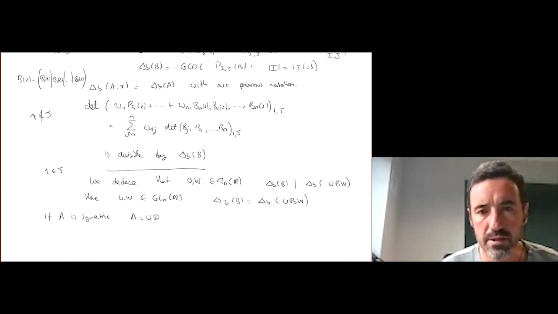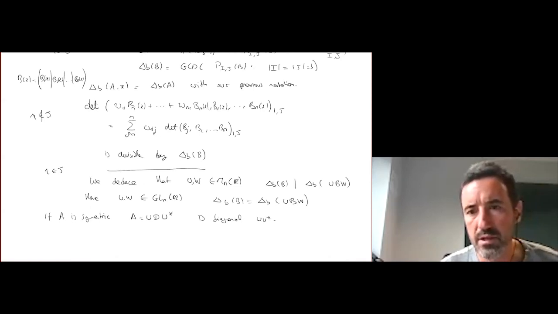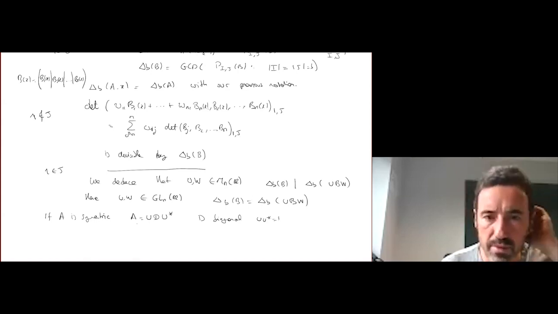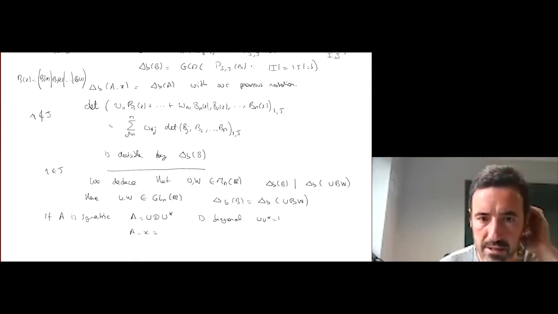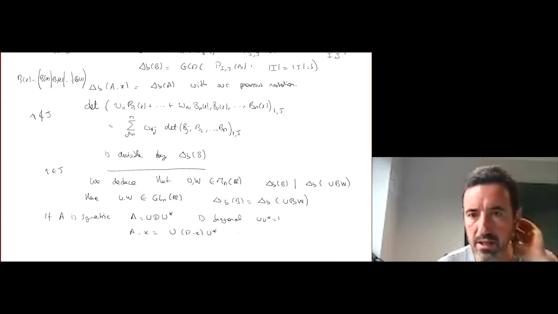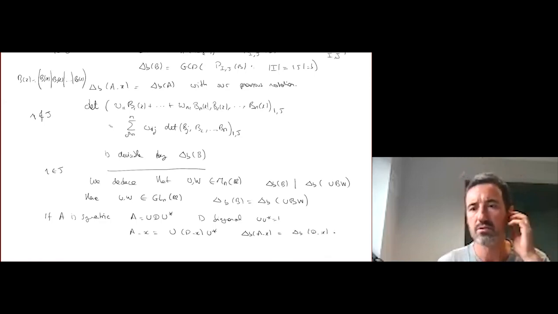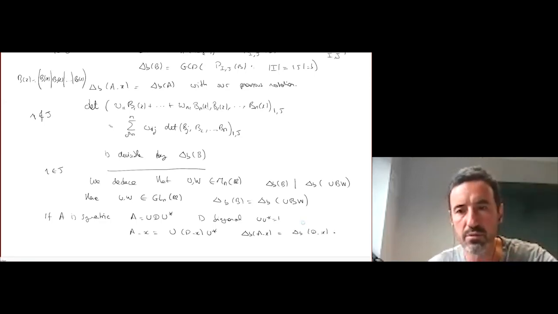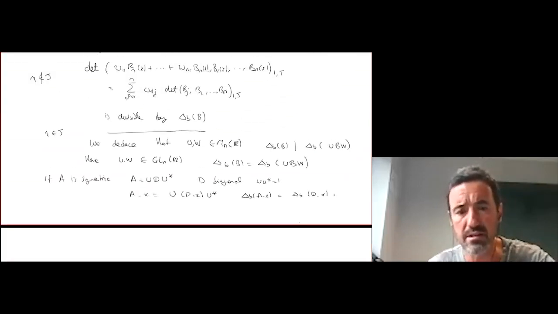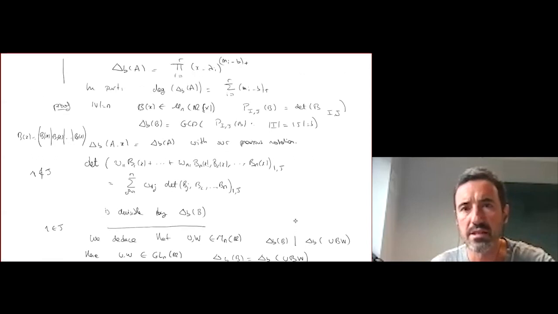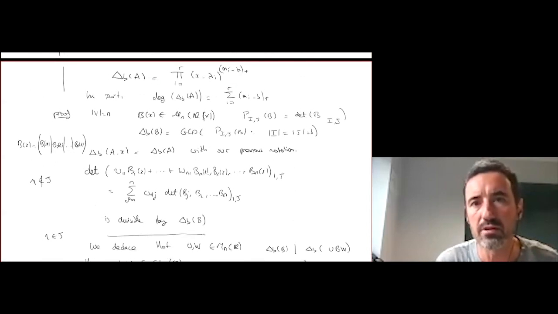A can be written as U D U star with D diagonal by the spectral theorem, and U star U is the identity. So in particular, A minus X is equal to U (D minus X) U star. Okay, and so delta B of A minus X is equal to delta B of D minus X. So you have reduced the problem to computing delta B when the matrix is diagonal. And then that's pretty obvious how you get this formula for diagonal matrices.